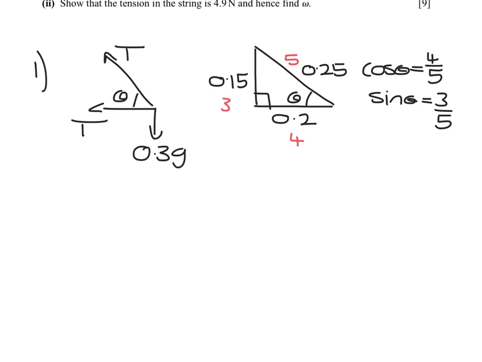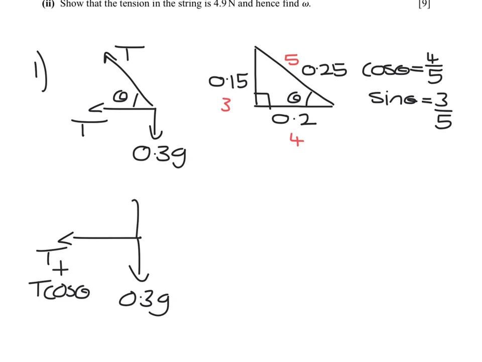Then consider forces. To do that, I need to resolve into horizontal and vertical. And I already have two forces in horizontal and vertical. I have a tension and my 0.3 g. I need to consider the third force. The angle is between the force and the horizontal, which means I'm going to have a cos component, which leaves me with the vertical as sine.